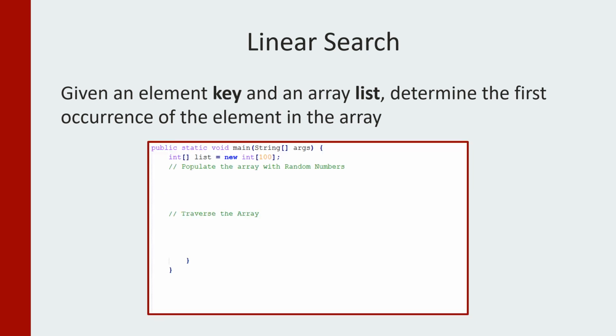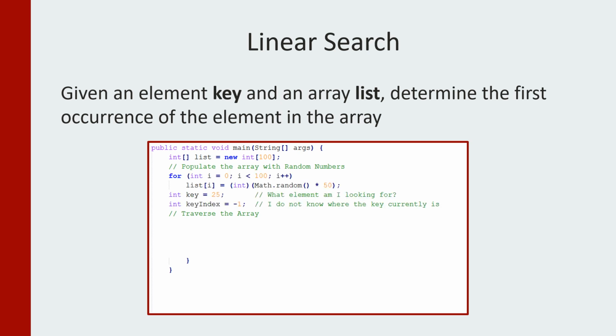Good. So whenever we start our program, we're going to have this main, of course. And now I'm going to create this array list, which is int open brackets list is equal to new int. I'm just setting it to have length 100. Then I'm going to populate the array with random numbers. And once I've done that, I'm going to traverse the array. To populate the array, I'm going to have to use a for loop. And since I know it's of length 100, I'm going to have int i is equal to 0, i is less than 100, i plus plus.